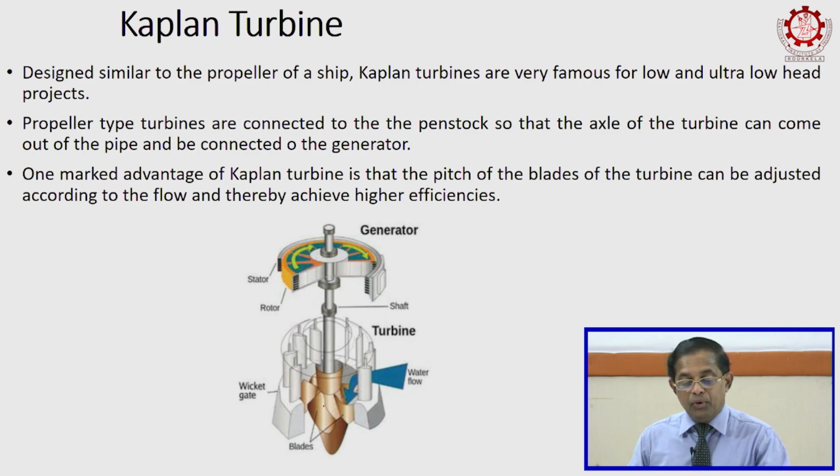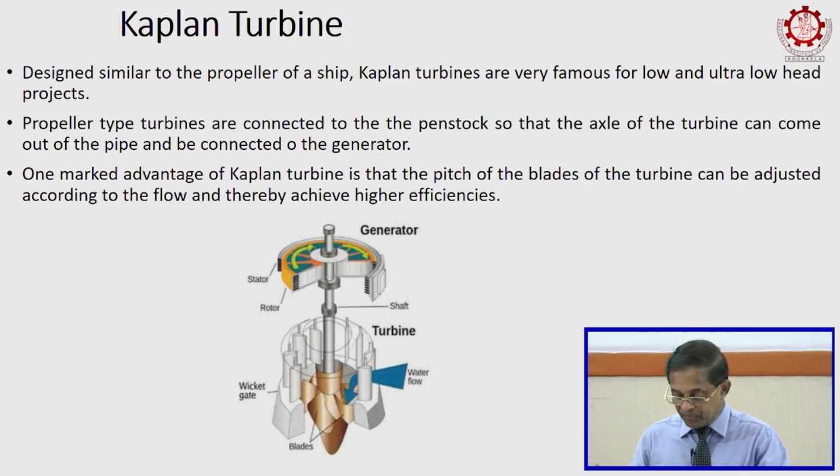The design is similar to the propeller of a ship. Kaplan turbines are very famous for low and ultra low head projects. Propeller type turbines are connected to the penstock, so that the axle of the turbine can come out of the pipe and be connected to a generator, right. So, it normally comes out of the pipe, the penstock. One marked advantage of the Kaplan turbine is that the pitch of the blades can be adjusted according to flow, thereby achieving higher efficiencies.